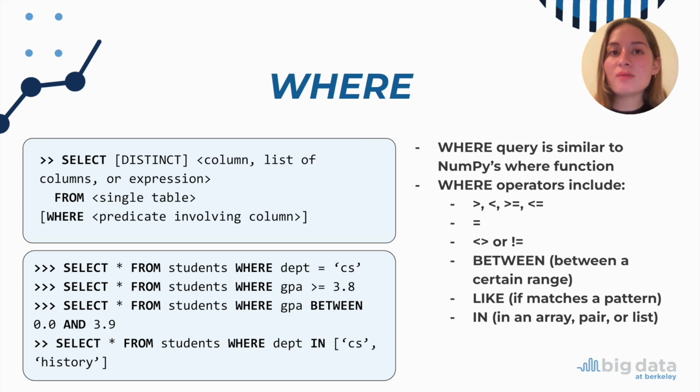Moving on, we have the where command. This command is similar to NumPy's where function, and you can use this to filter out information while selecting columns. The where command takes in different operators and will select values in a column only if it satisfies the constraint. For example, if we only want to look at people who majored in computer science, we may write the statement in the first line, which would select the rows where department is equal to CS.